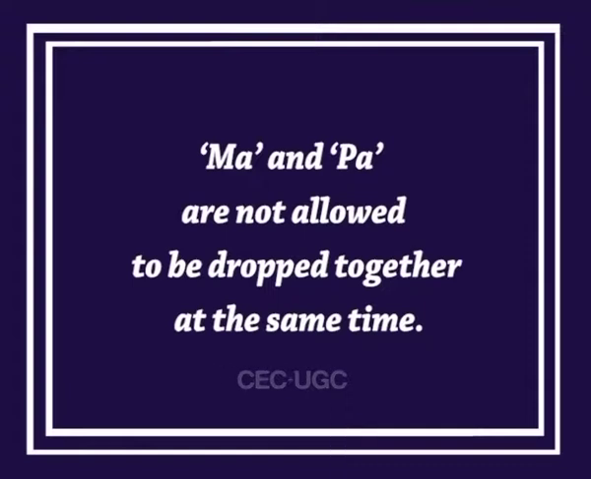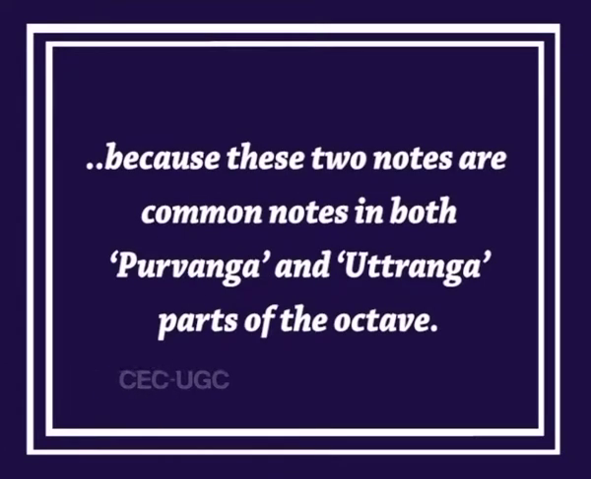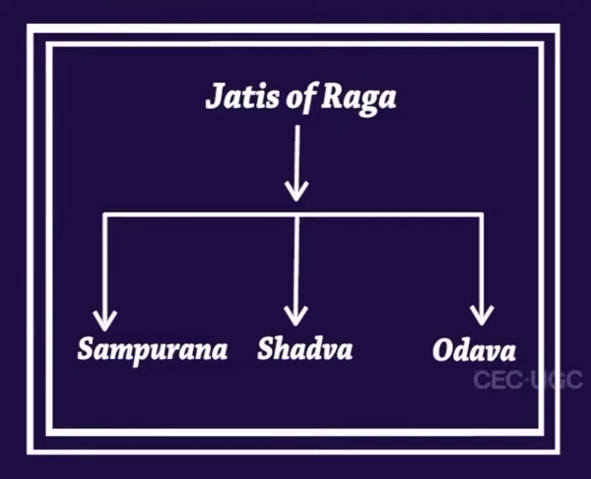While omitting any two notes in Odav rag, we should always remember the significant rule about dropping the notes: Ma and Pa, these two notes are not allowed to be dropped together at the same time, because these two notes are common notes in both Purva and Uttara parts of the octave. Hence, these two common notes in both the parts are not allowed to be omitted simultaneously in any rag. You can see in the script the table regarding these three main jatis of rag, which are Sampurna, Shadav and Odav.